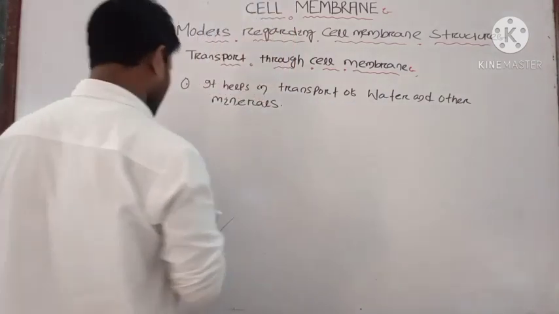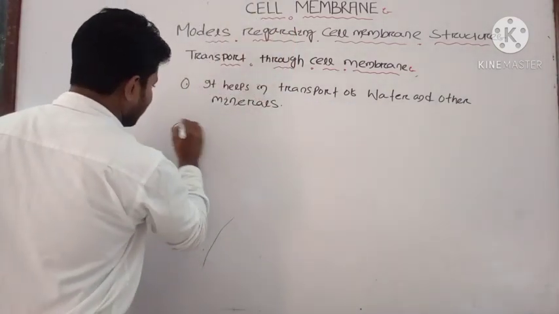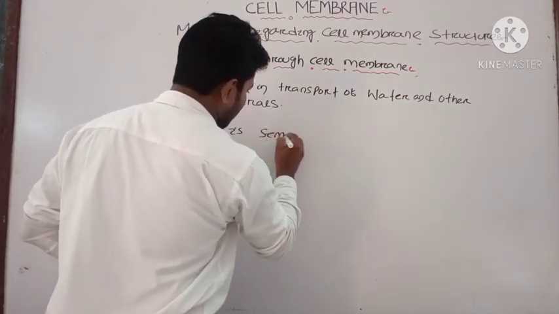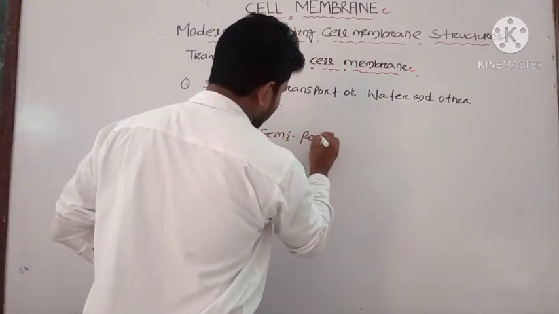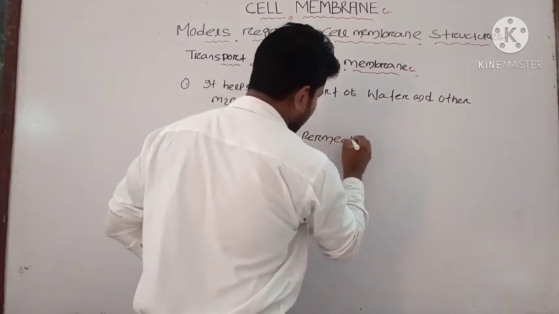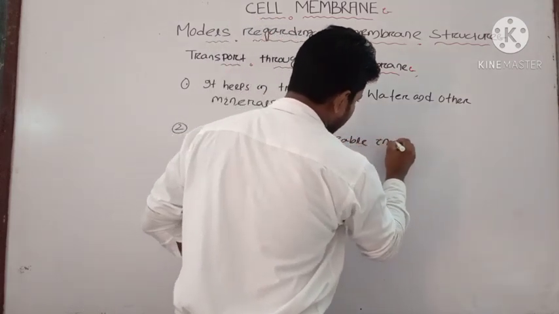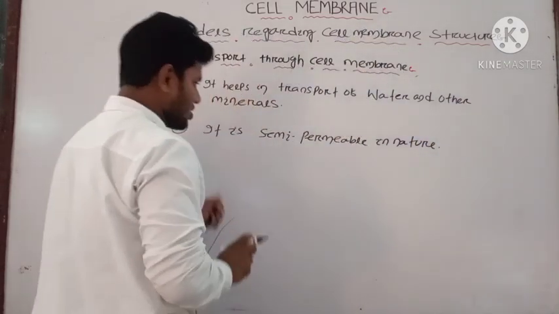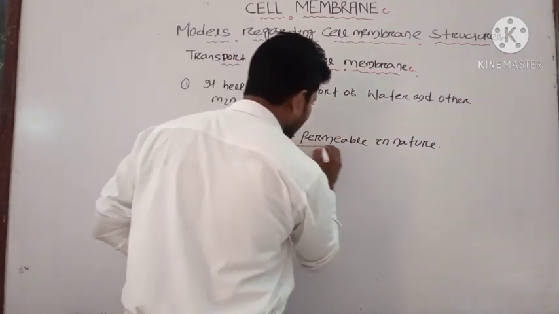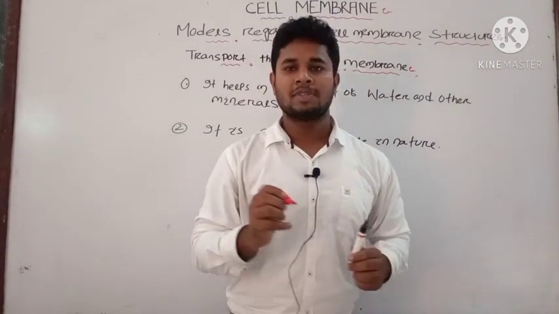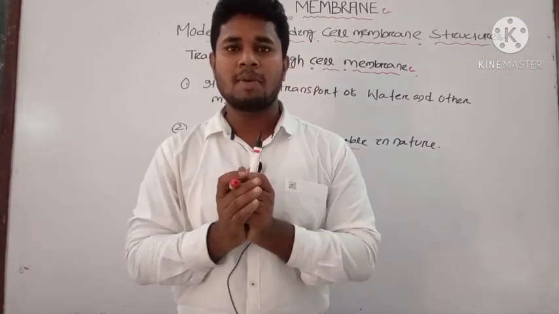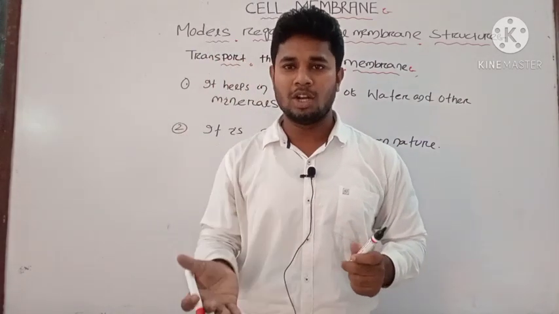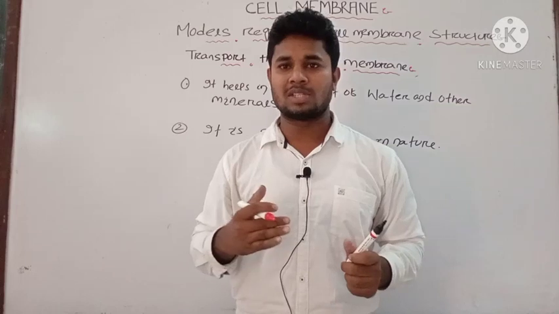Then the next point is that it is semi-permeable in nature. We have also earlier discussed the semi-permeable nature. What is that semi-permeable nature? Semi-permeable means that the plasma membrane allows selective molecules or selective solutes to be transported between two cells.